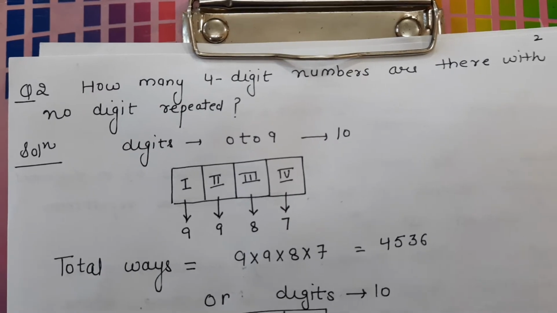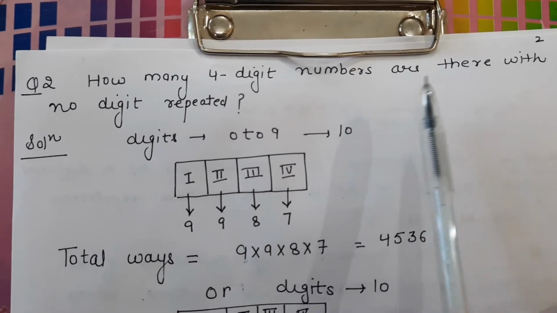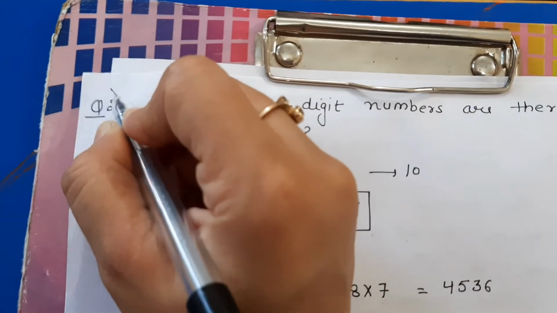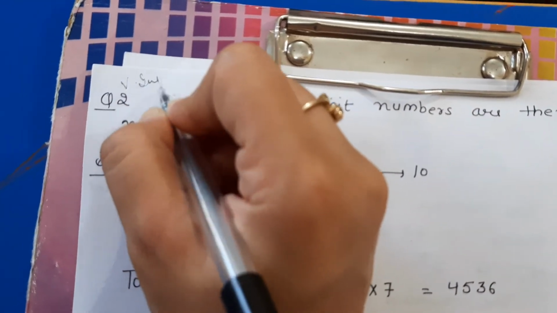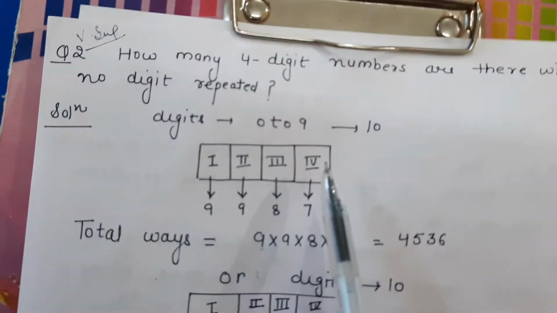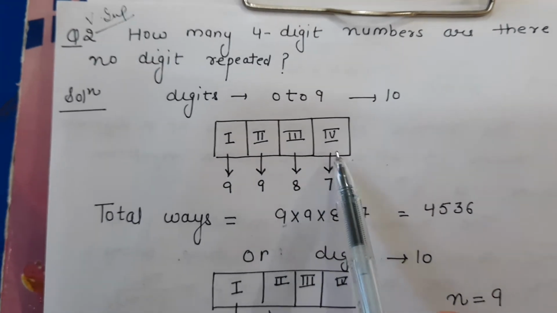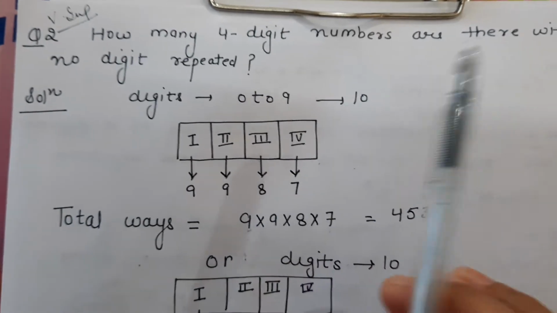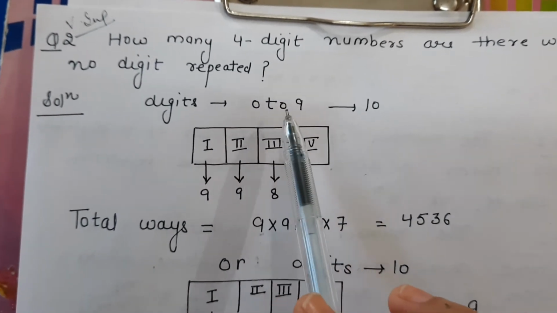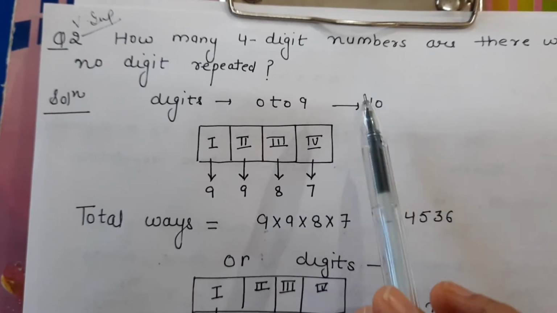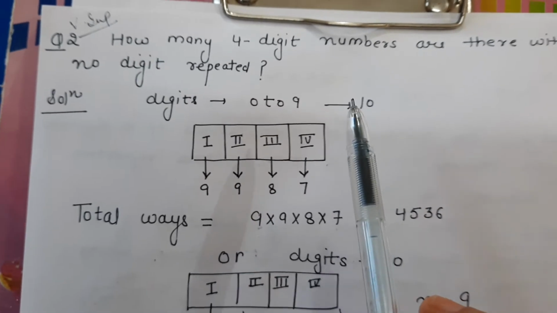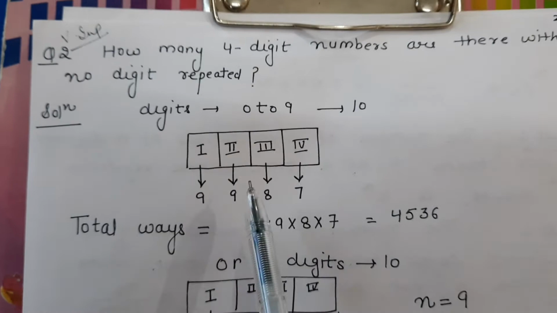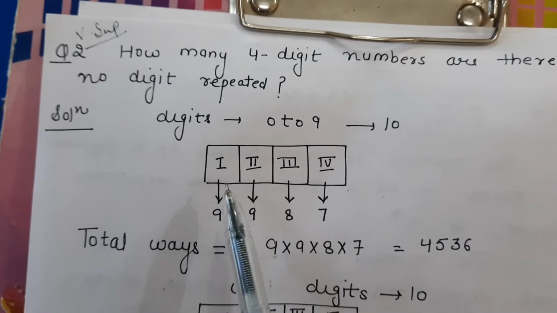Second question. How many 4-digit numbers are there with no digit repeated? This is a very important question. First of all, you have to form a 4-digit number. So make 4 blocks, right? Now, whenever you are not given digits, you will take from 0 to 9. So the total digits available are 10. You can do this question either by fundamental principle or by permutation. The first method I am going to discuss here is the fundamental.